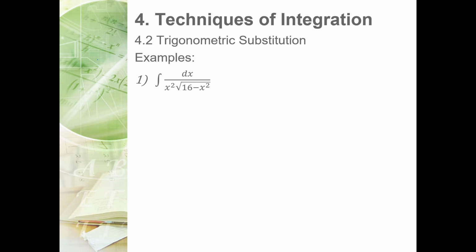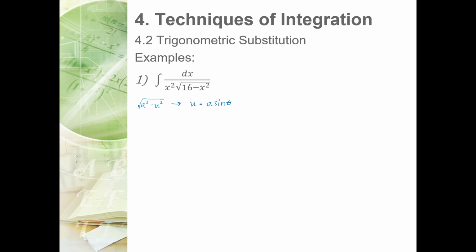Okay, so what we normally do with this technique is we first observe the radical expression. We try to observe the format. As you can see, since it's a constant minus the variable squared, the format is a squared minus u squared. And again, the corresponding trigonometric substitution for this format is u is equal to a sine theta. Alright?